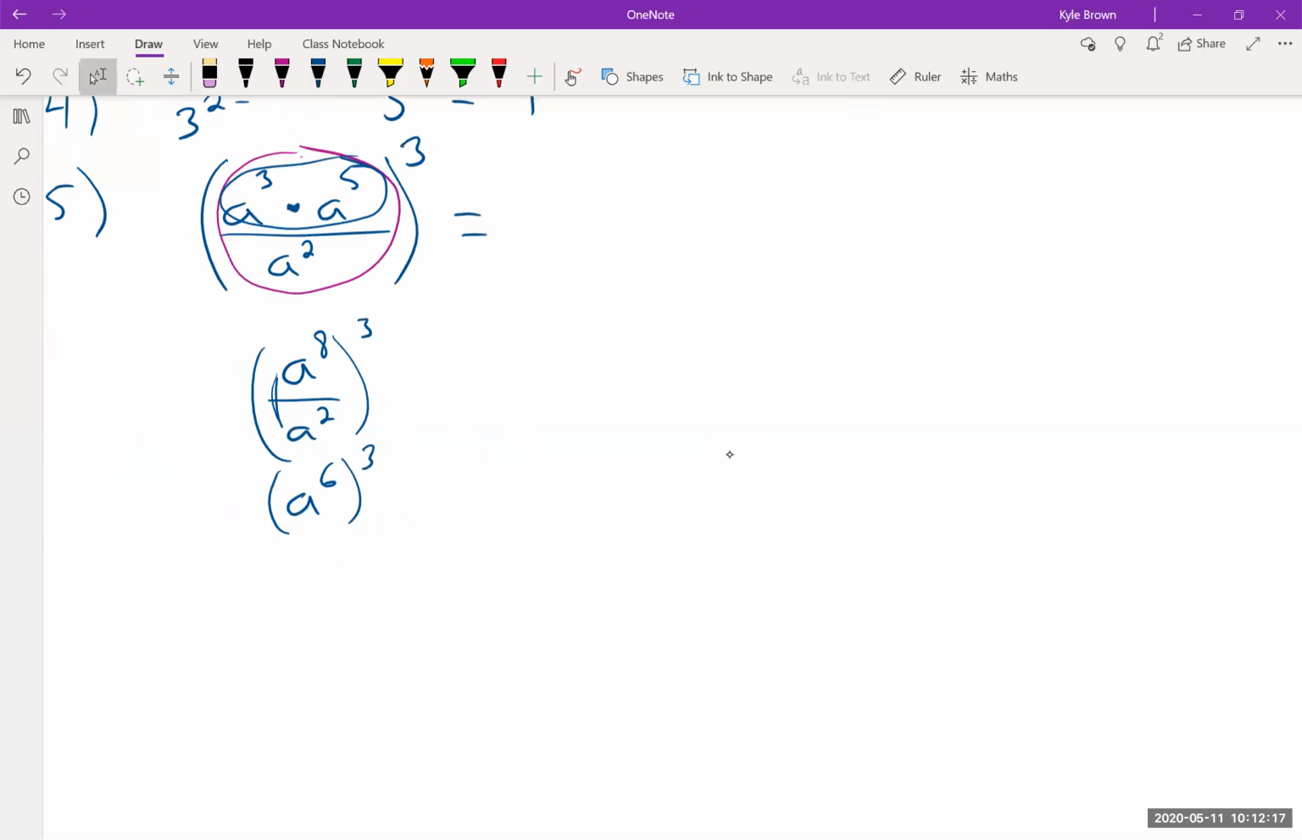Okay, and then very last thing, what do I do when you're going a power to a power? Well, we multiply, right? So this is going to be 6 times 3. This would be a to the power of 18.